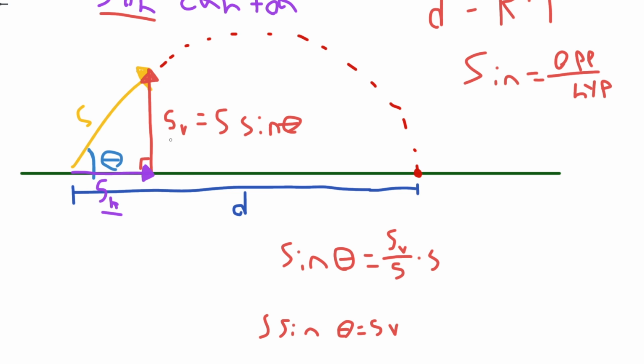Okay? So we found out what SV is. Now let's figure out what SH is. So what is SH equal to? Well, again, we can just use our trigonometric functions. Cosine works because cosine is adjacent over hypotenuse. The adjacent side here is SH, so that'll work.